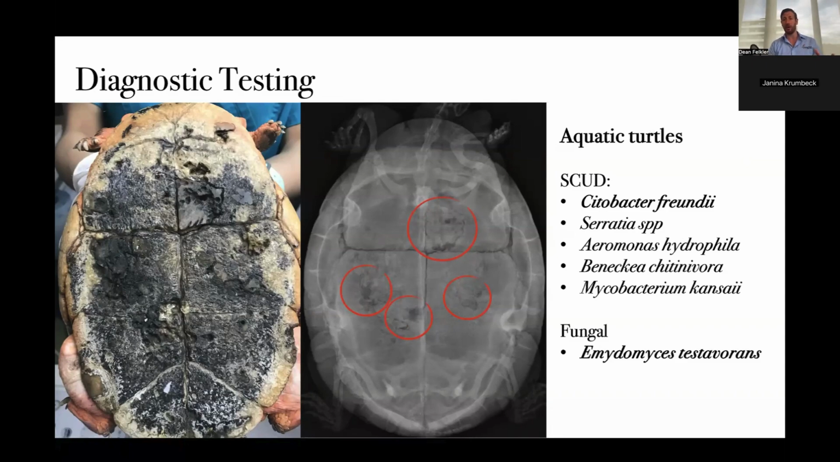And there's a couple of pathogens that can cause this. In terms of bacteria, Cytobacter freundii is probably the number one that is a primary pathogen. However, you can get a number of secondary pathogens that can cause these diseases as well. And also it could be fungal components. So Epidermomyces testavorans is another one that is actually a fungal infection rather than bacteria.